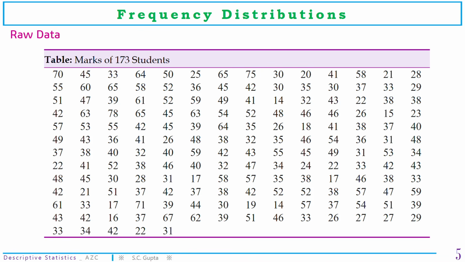Raw data can be collected from surveys and experiments. For example, the table is showing marks of 173 students. This raw data set contains values of result or observation, but we cannot understand the characteristics of the raw data set or make any conclusion about it.